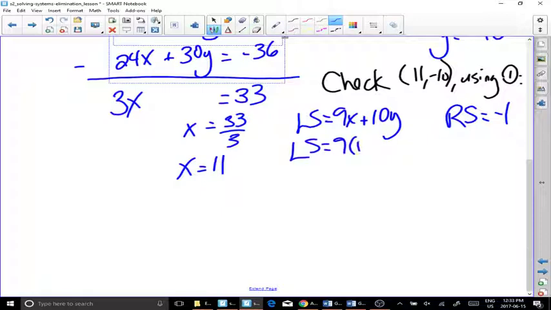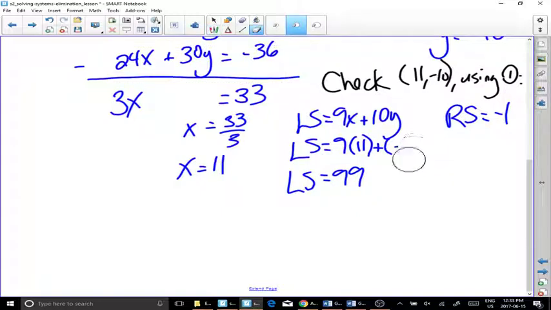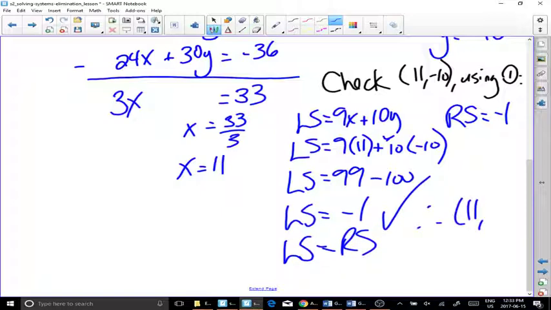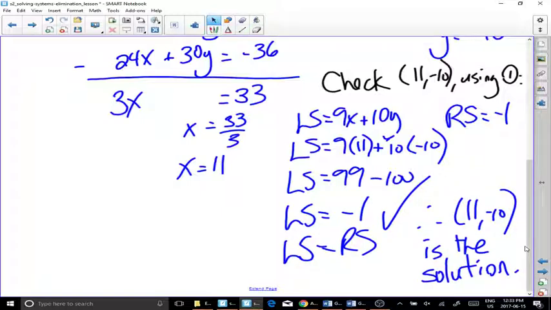9 times 11 plus 10 times negative 10. That's 99. Oopsies, I didn't write that out properly. Let me fix that up. That should be 10 times negative 10. 99 minus 100, which as we know is equal to negative 1. So your left side is equal to your right side. And that also tells us that 11, negative 10 is the solution. So that is the solution to that linear system.